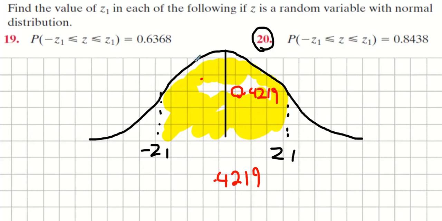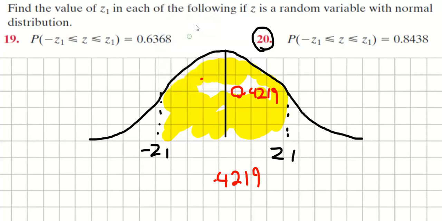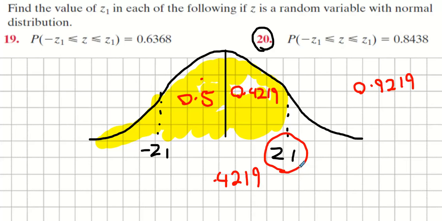Does that make sense? And then if I was to shade in the whole yellow area like this, what would the left side turn into if I included that part there? Would you all agree it's 0.5 then? Because it's 50% of the actual distribution. Add both results together, and what do I get? 0.9219, and that's everybody below z1.